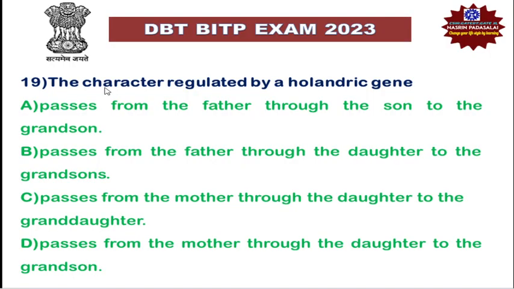Next, the character regulated by holandric genes. Holandric genes are genes present on the Y chromosome. Generally males have the Y chromosome, so these genes are transmitted from father to son, and from the son to his grandson. So the first option is correct. It is passed from father to son, and from that son to his grandson, because this gene generally affects only males, as it is located on the Y chromosome.